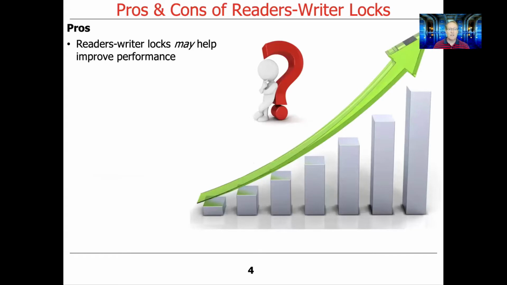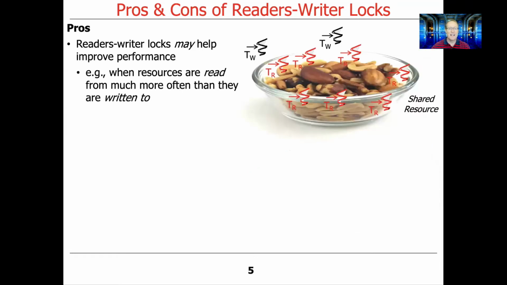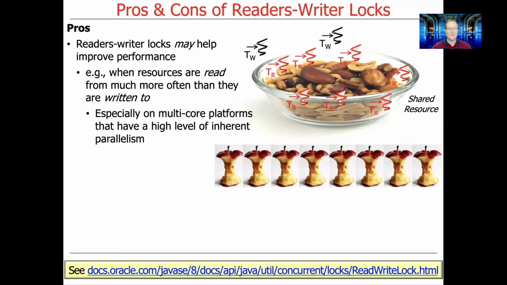So some of the benefits of readers writer locks is they may very well help to improve performance. If they don't improve performance, then what's the point of using them, right? And the main context under which they will improve performance is when certain resources are read much, much more often than they're written to, using the course catalog example that we just talked about as one potential example of that.